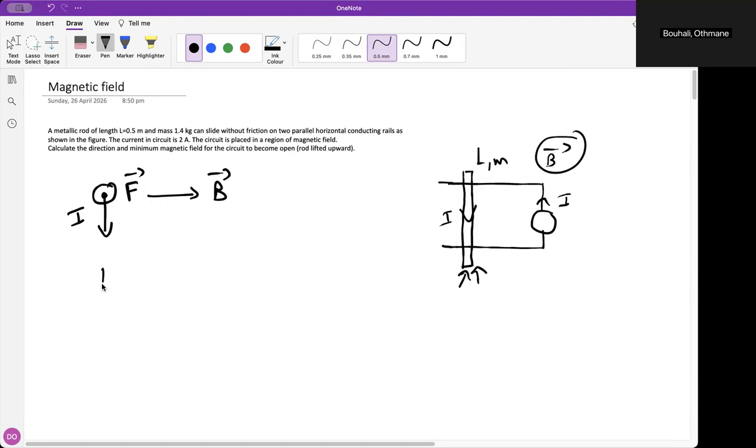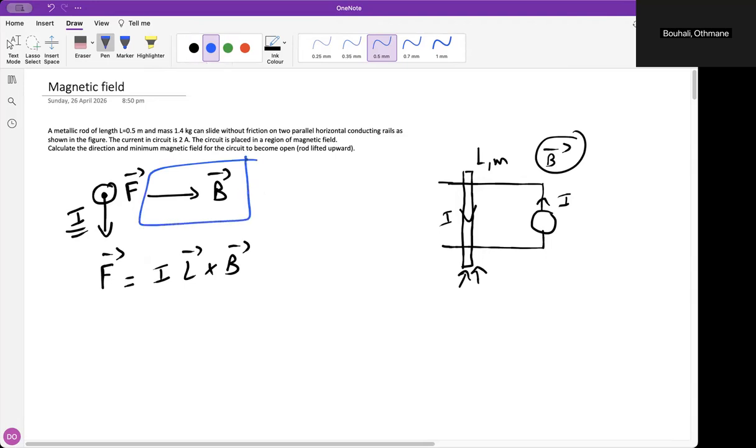Because the magnetic force is equal to I times the length of the cable crossed with B, and the direction of the length is given as the direction of the current. So if you do the vector current times cross B, it will give you a force that is going out of the page. So the magnetic field must be directed to the right.